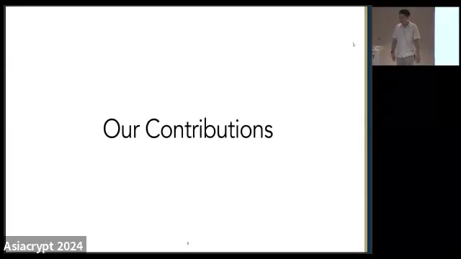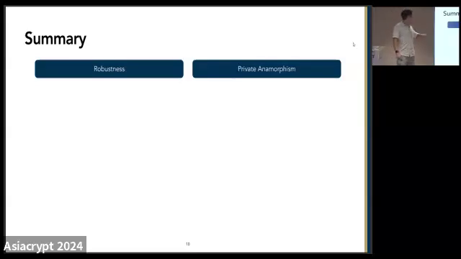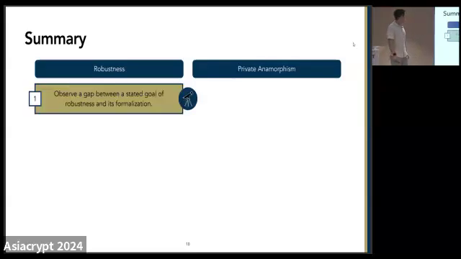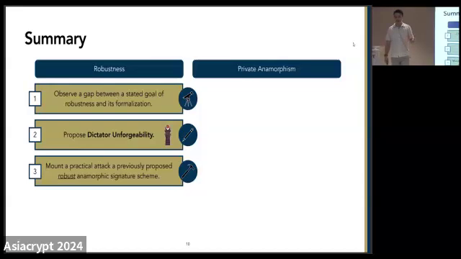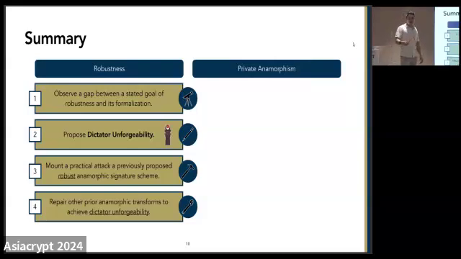So what did we do? We revisited these two definitions, looking at robustness and private anamorphism. I'll begin with what we did with robustness. We first observed a gap between the stated goal of robustness and its formalization. So we proposed a new dictator unforgeability definition to rectify this gap. We then looked at whether these two definitions are actually different. In particular, we found a practical attack against a previously proposed scheme that's robust. And so we were able to repair some of the schemes to achieve our dictator unforgeability definition.